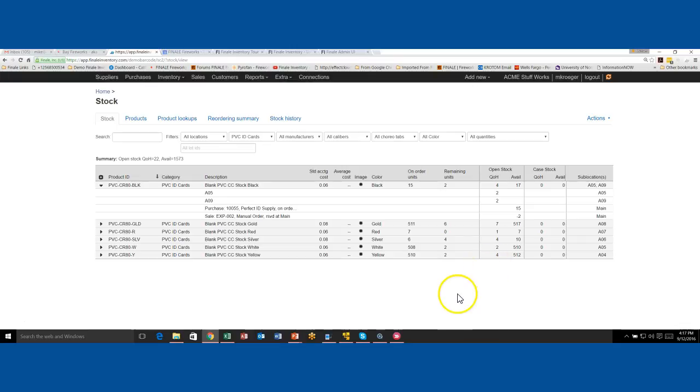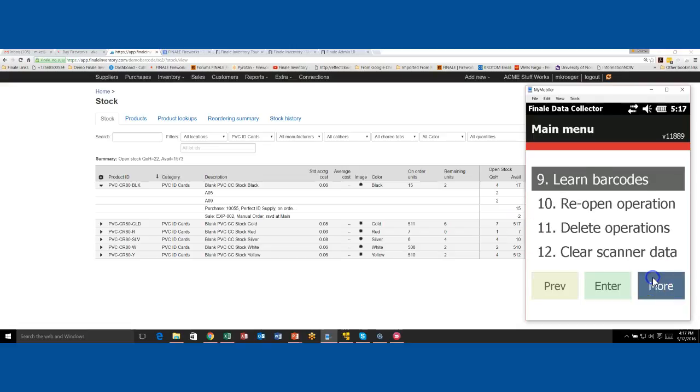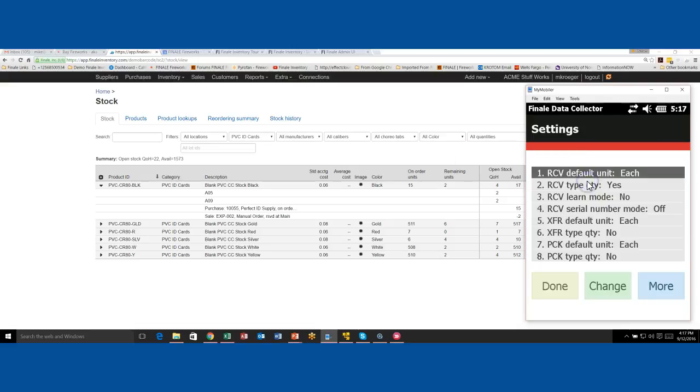But to show you the difference in how you turn these features on and off, I'm going to bring up the scanner here. In the scanner, we have the main menu. From the main menu, you can go to the settings. In the settings, it's where you can set the behavior of the stock take. So I'm going to go into settings.